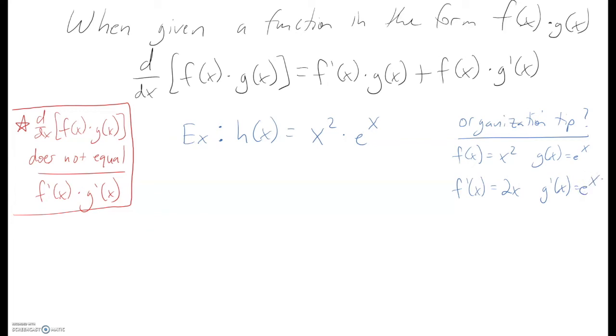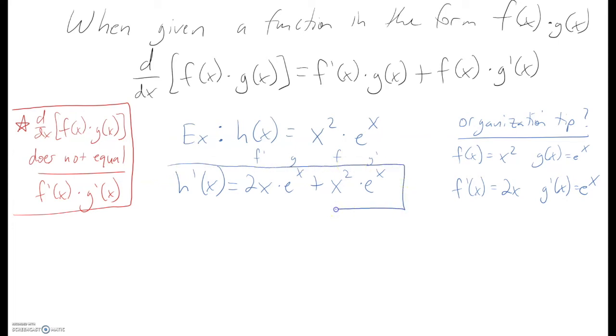And having that organization now allows me to just drop these functions into the formula. So h prime of x will equal 2x times e to the x, derivative of the first times the second left alone, plus x squared times e to the x, the first function times the derivative of the second. And that's it. You could do some stuff with factoring here. In certain cases, you might be able to simplify further.